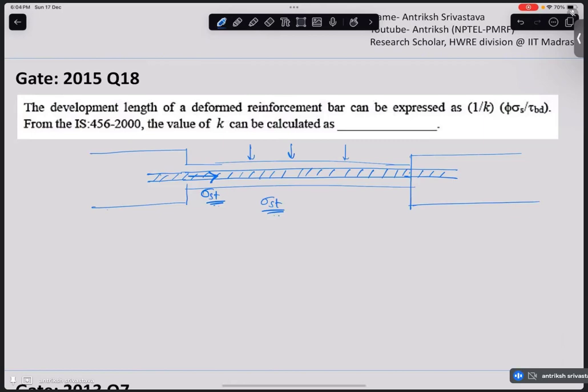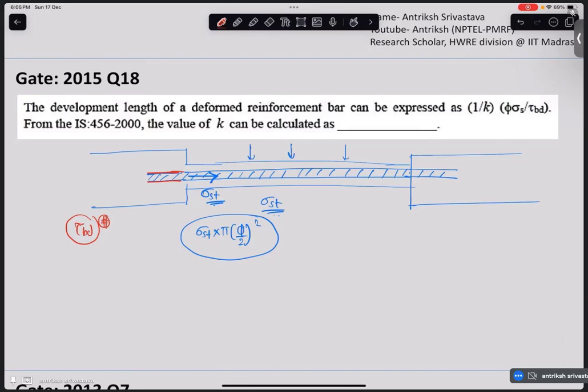Okay, so what will be the force? Sigma st into pi r square, the area of this particular single reinforcement bar. Now, this concrete has a bonding strength with the steel. So on the surface we'll have a bonding strength with the steel, and that is given as tau bd, and it varies with M20, M25, M35, and so on. M20 being the lowest bonding strength, and M35 being the highest bonding strength.